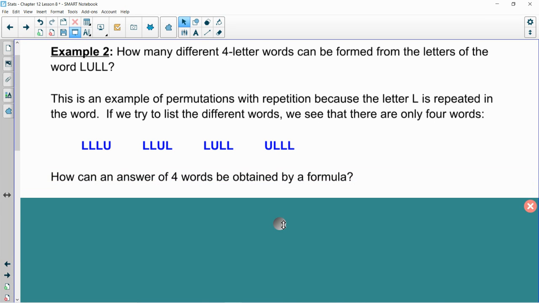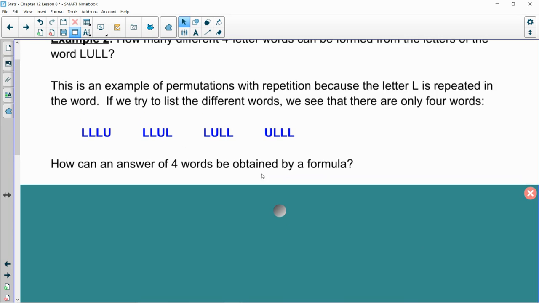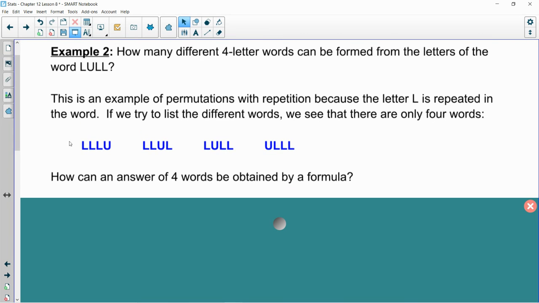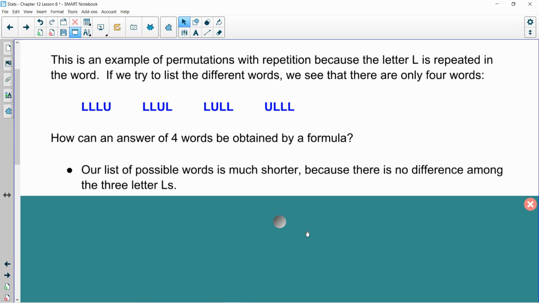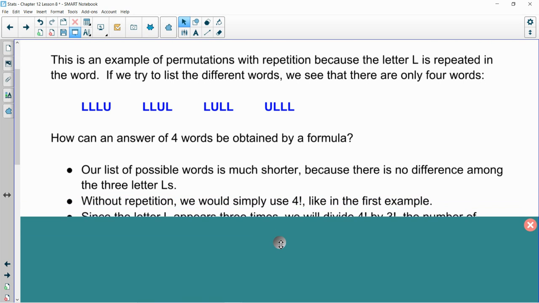So, how can we get an answer of 4 words using a formula? Because we can't do 4P4, right? This is a permutation of 4 letters taken 4 at a time, but we've got repetition. We're not going to get 24 different results. What is different about lull from calm? 3 L's. So, a couple of bullets I gave you. Our list of possible words is much shorter because there's no difference among the 3 L's. They're all the same. An L is an L is an L.